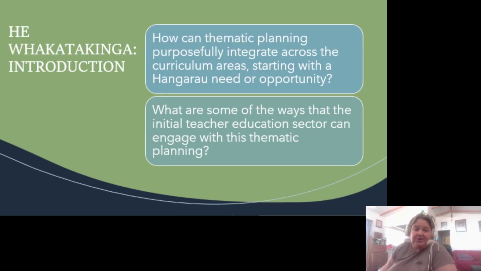And the questions that we were trying to answer were, how can thematic planning purposefully integrate across the curriculum areas, starting with a hangarau need or opportunity. Hangarau being the Māori-medium technology curriculum. And then after that, when we left the school sector and the case study I'm about to share, we thought about some of the ways that the initial teacher education sector can engage with this same thematic planning.